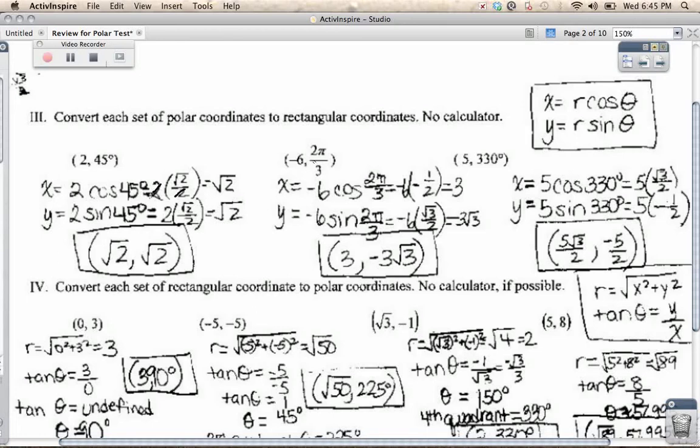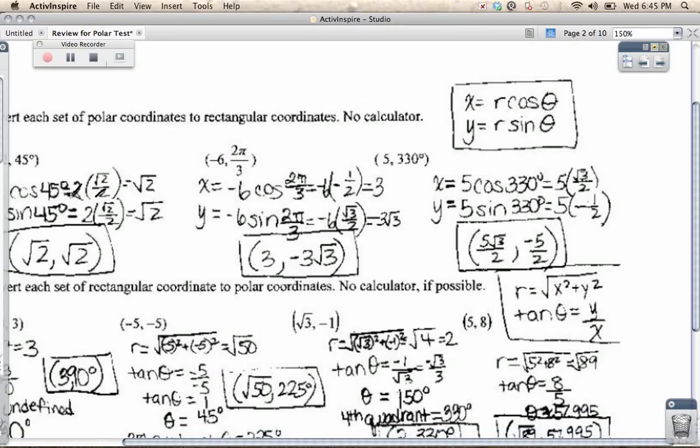For the next one, negative 6 comma 2 pi over 3, again, r is negative 6, theta is 2 pi over 3. So since 2 pi over 3 is in the second quadrant, I know that cosine is negative and sine is positive. So when I evaluate cosine of 2 pi over 3, I get negative 1/2. So negative 6 times negative 1/2 is positive 3. Sine of 2 pi over 3 on a unit circle is root 3 over 2. So negative 6 times root 3 over 2 will give you negative 3 root 3. So your point is 3 comma negative 3 root 3.